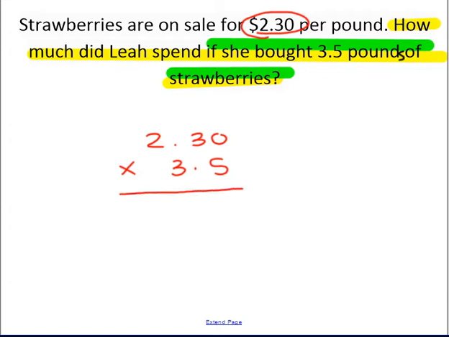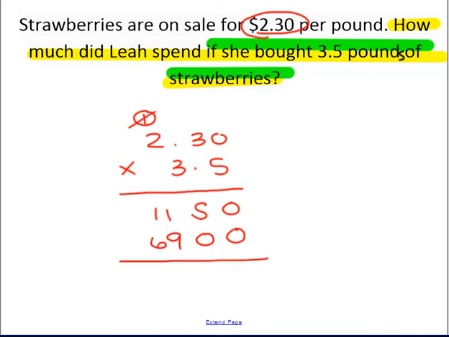3.5, 5 times 0 is 0, 5 times 3 is 15, 5 times 2 is 10, plus 1 is 11. Add my 0 as a placeholder. 3 times 0 is 0. 3 times 3 is 9. 3 times 2 is 6. And I forgot to cross that out. Now I'm going to add these up. 0, 5, 9 plus 1 is 10. 6, 7, 8.